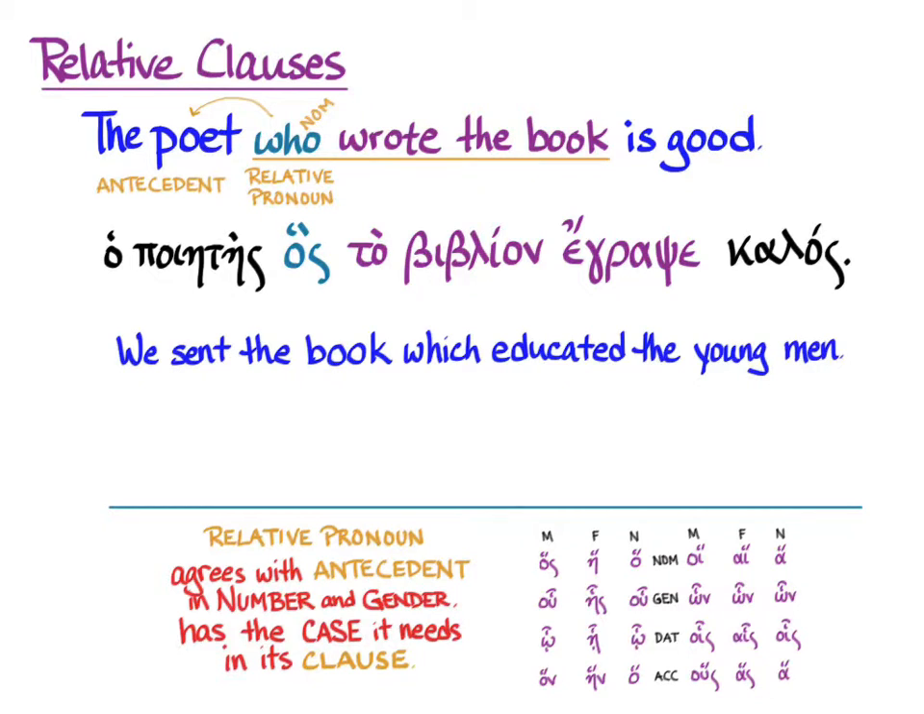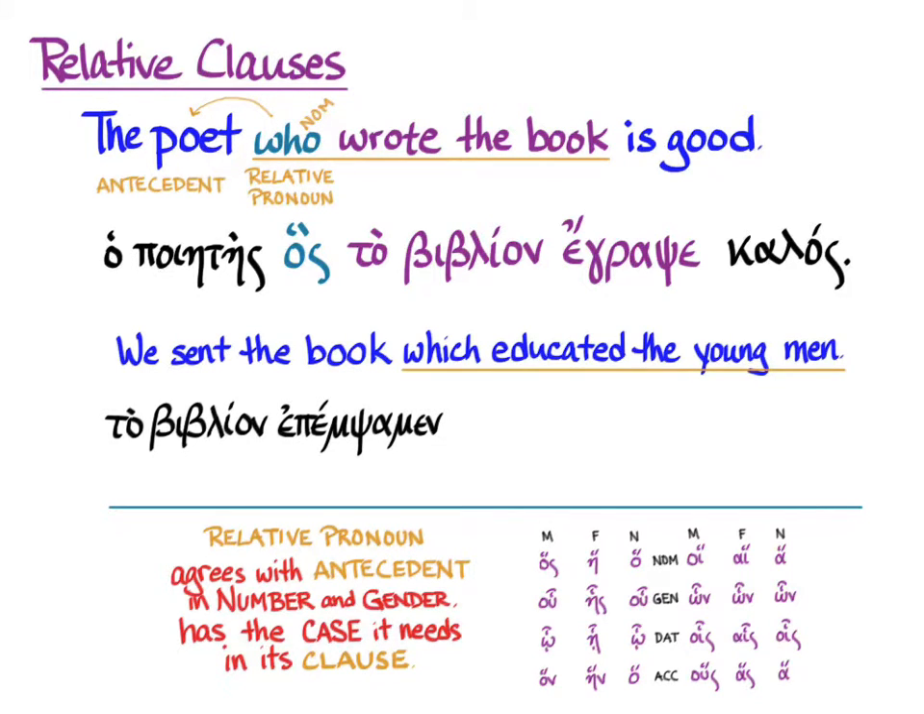Let's try something without the good poet. We sent the book which educated the young men. Here's the relative clause. And now to translate it, let's do the main clause first. To biblion epempsamen, for we sent the book. And now for the relative clause.